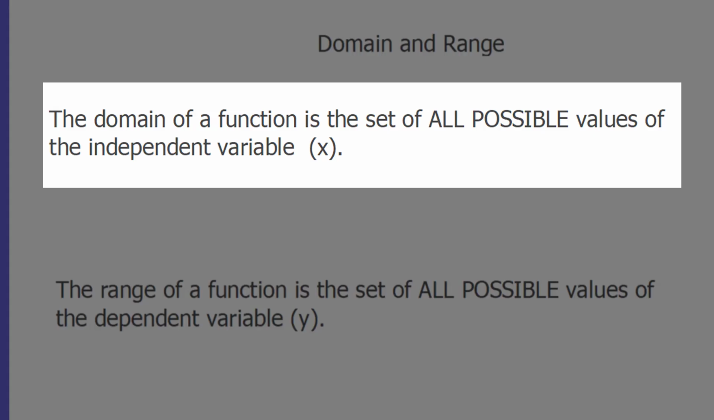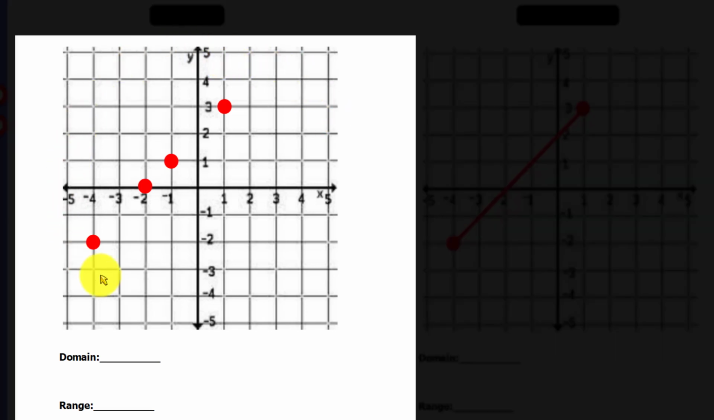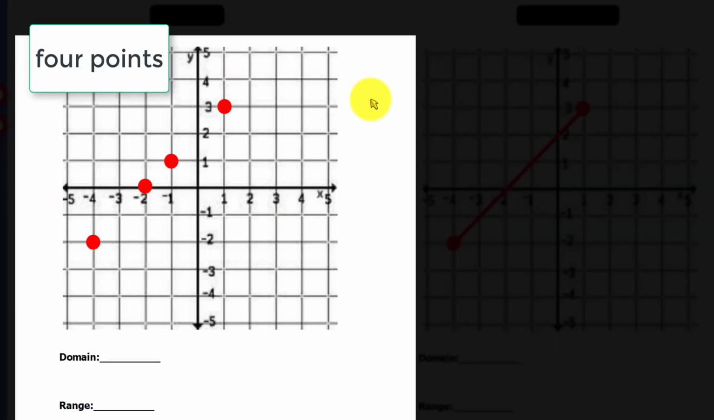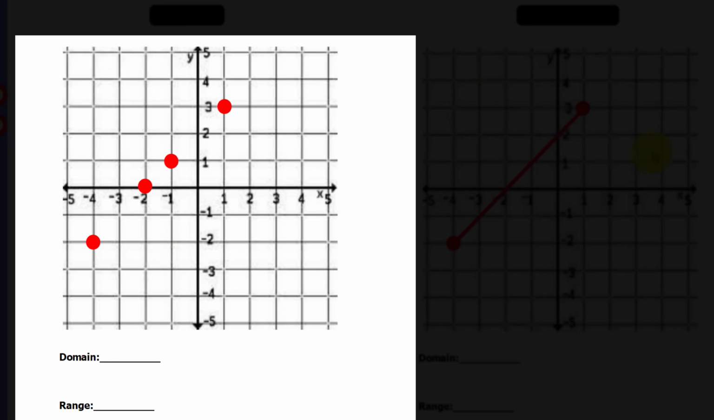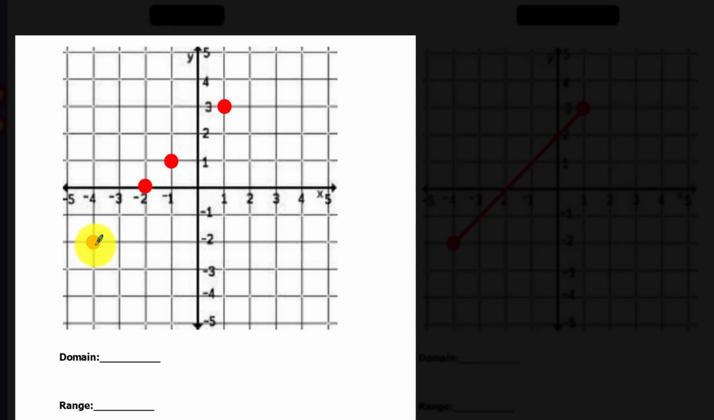Remember that the domain of a function is a set of all possible values of the independent variable. So let's say we have this graph consisting of 4 points. If we are going to get our domain, we just have to identify all the 4 points that we have on the graph. So let's label the points. This one is (-4, -2). This one is (-2, 0). And then this point is (-1, 1). And then this point is (1, 3).